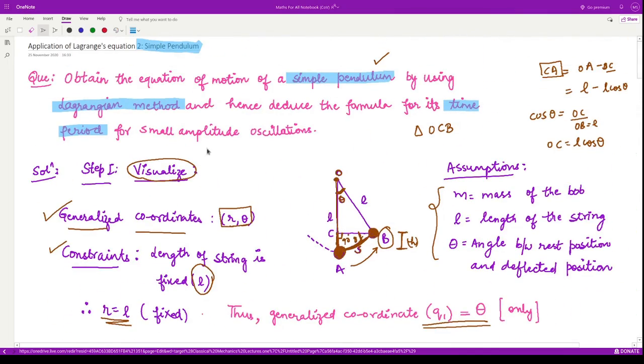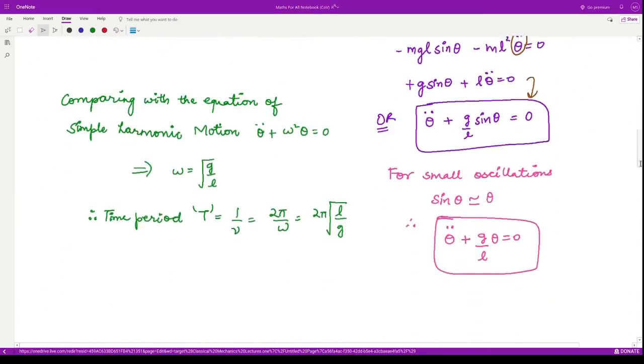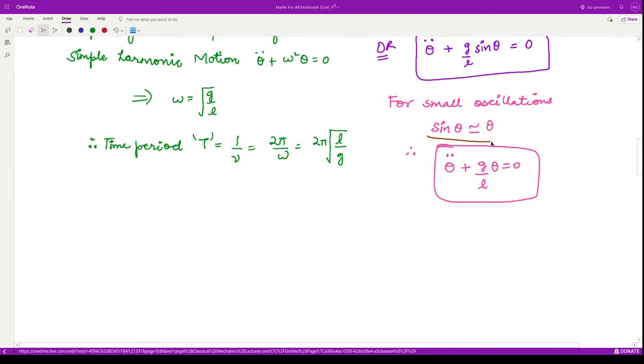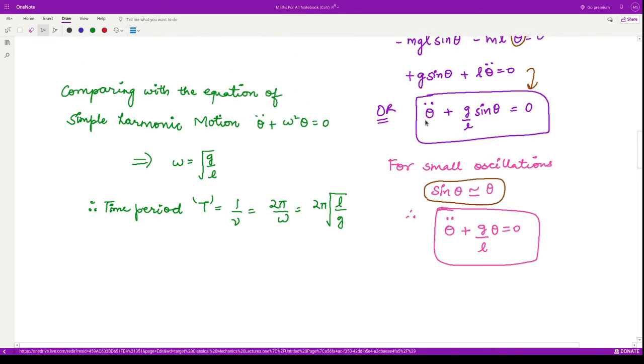Moreover, in the question they have been asking, what is the time period of this pendulum when the oscillations are small? When the oscillations are small, that means our angle theta is really small. So when our oscillation is small, theta is small, so sin theta becomes nearly equal to theta. So in that case, our equation of motion becomes theta double dot plus g by L theta, since sin theta reduces to theta, is equal to 0. So this becomes our equation of motion, and for simple harmonic motion, we know this was our equation.